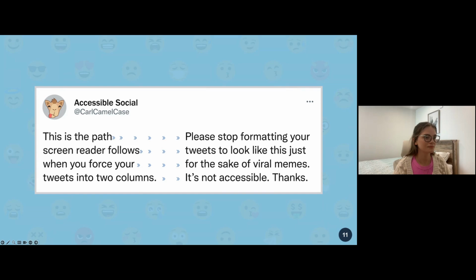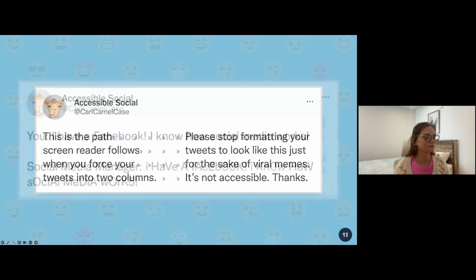Not exactly easy to understand. Until platforms add formatting options, you should compose your social media content knowing it will be read left to right or right to left in a single column by assistive devices and programs.